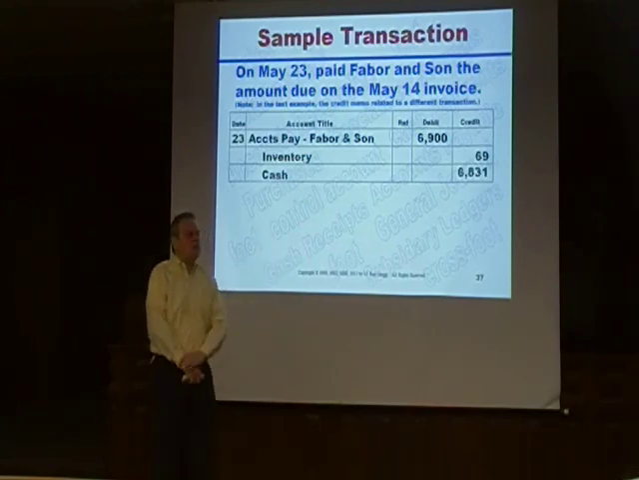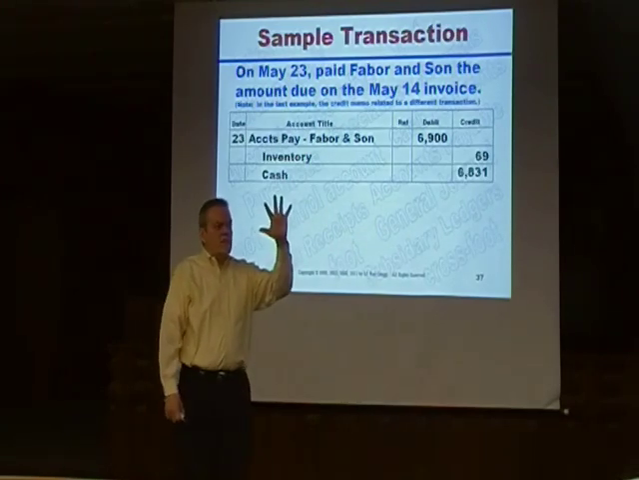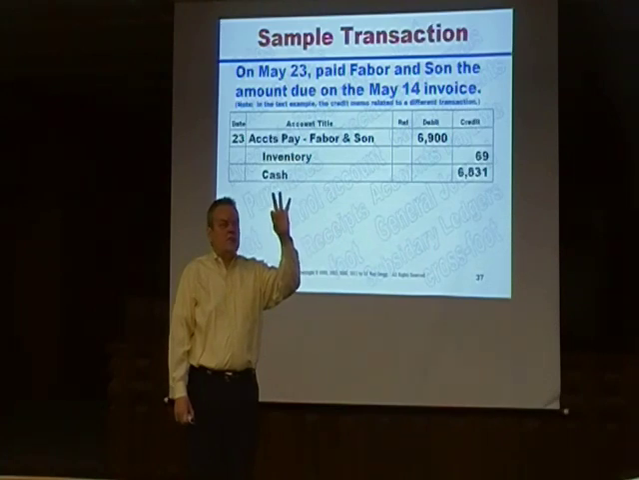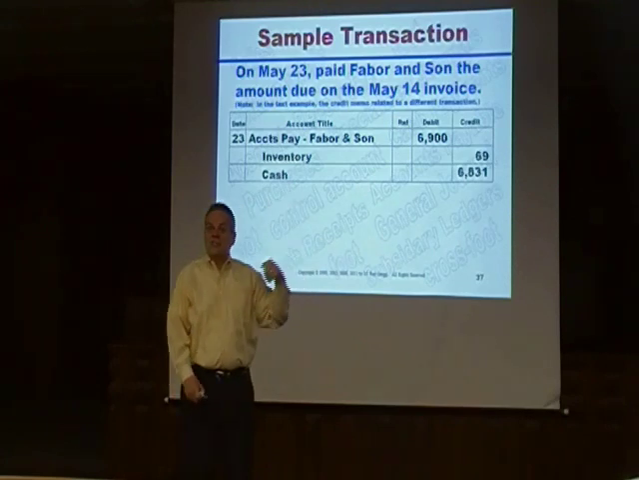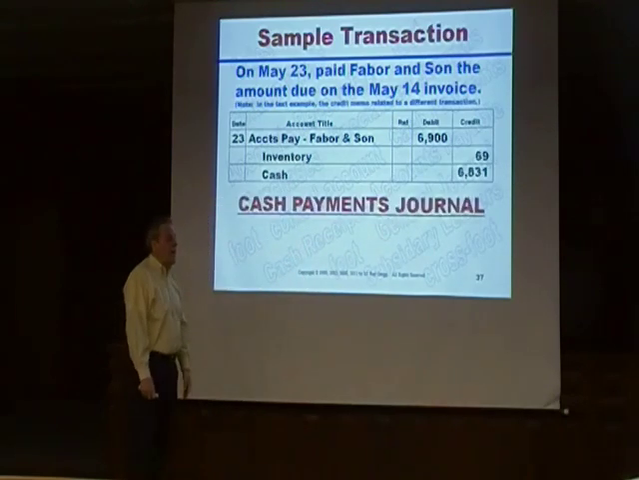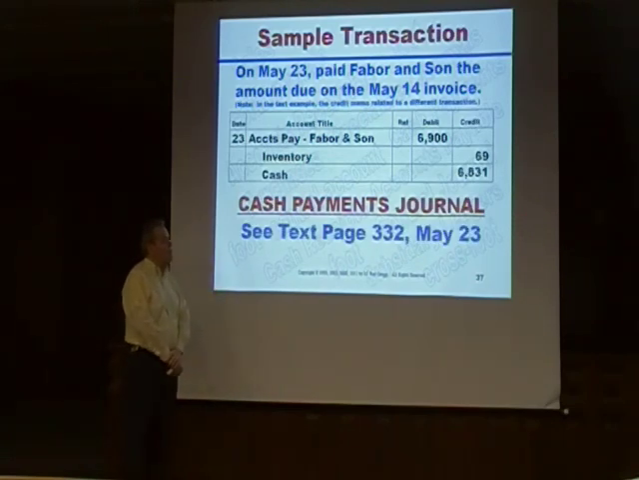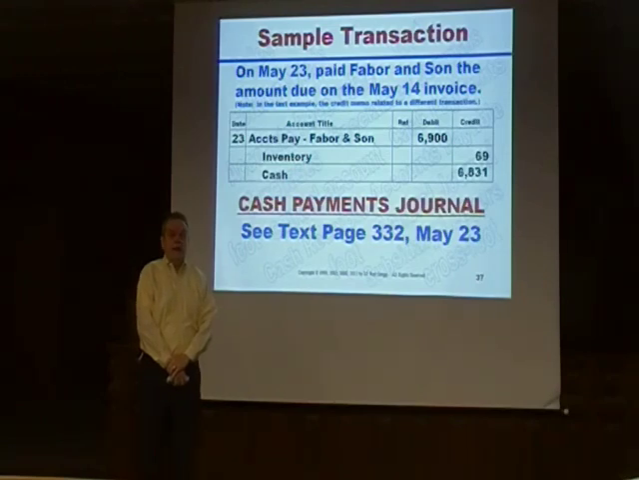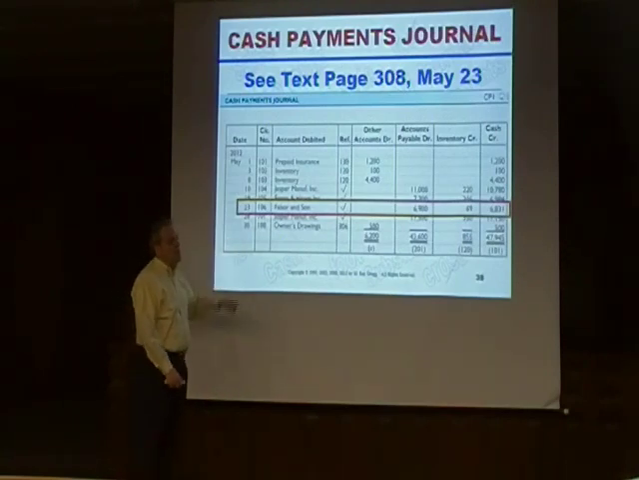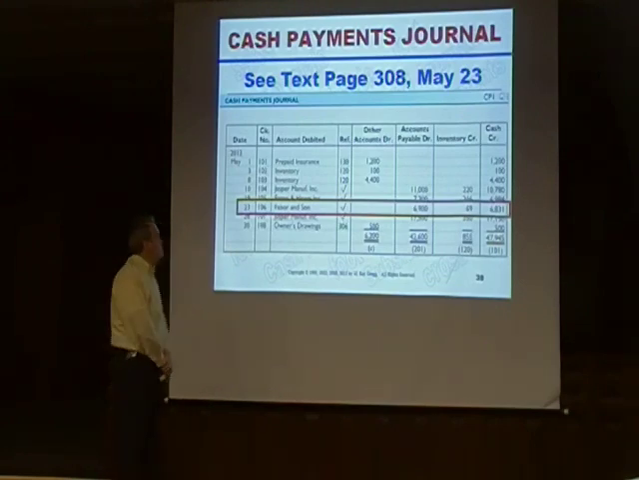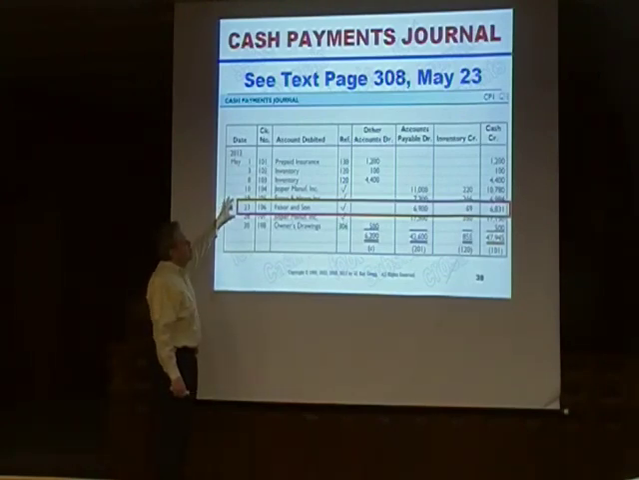How will we accomplish this in the new scheme of things? Does this go in the sales, purchases, cash receipts, cash payment, or general journal? Say something. This is a payment of cash. Any payment of cash will go in the cash payments journal. There's a great illustration of one in your book on page 332. You should turn there and look at it sometime. But for now, if you'd like to see the one I've reproduced in the note-taking guide, that'll suffice. This very entry is the one on the 23rd.